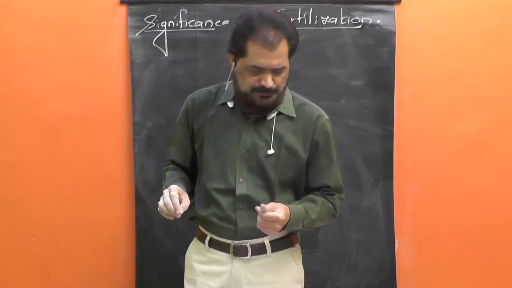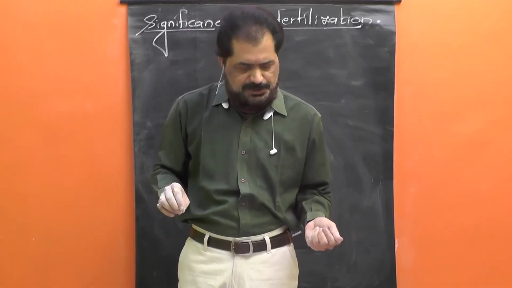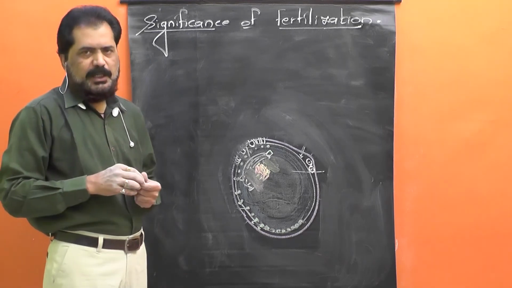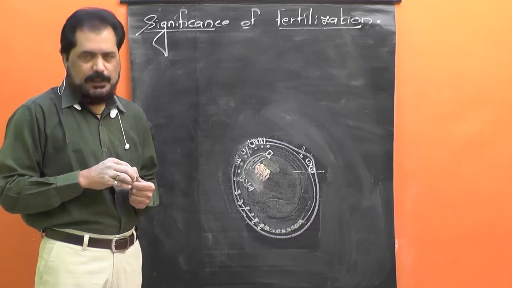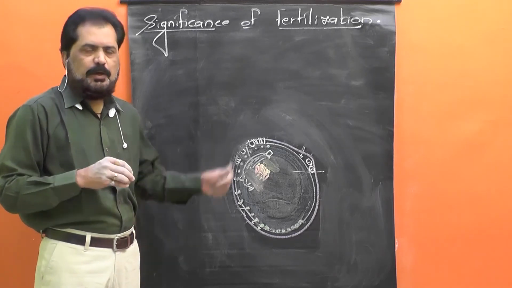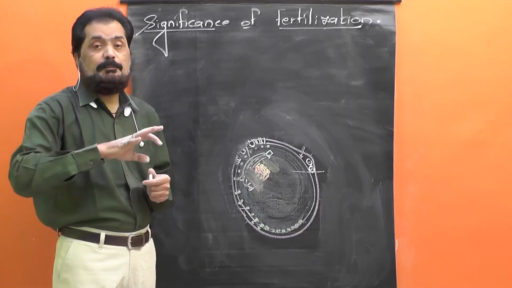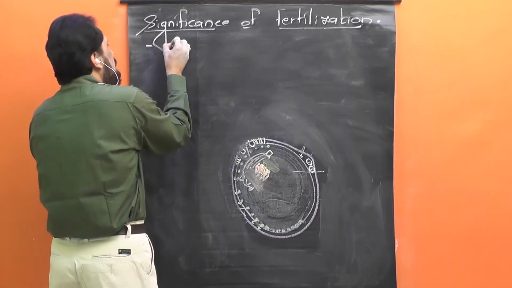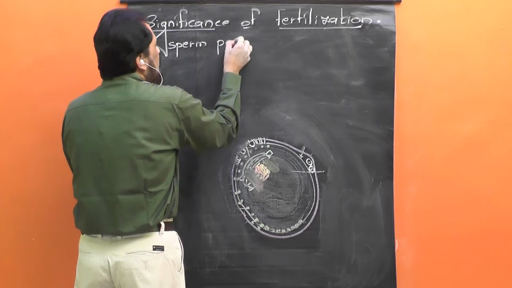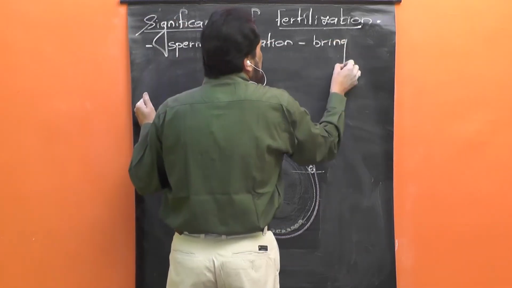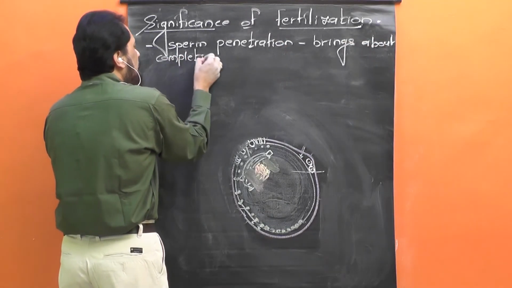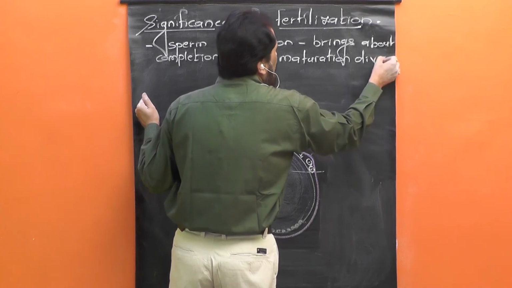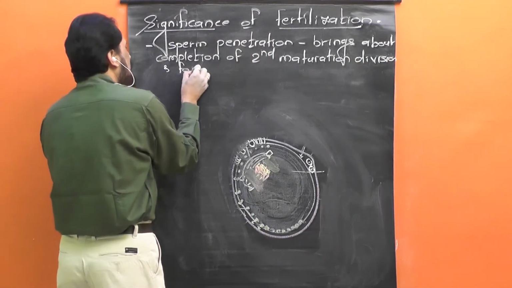Significance of fertilization. First, the process of fertilization stimulates the secondary oocyte to complete the second maturation division and formation of true ovum. True egg means the fertilization or sperm penetration brings about the completion of oogenesis by the formation of ovum. Just as I told you, sperm penetration brings about completion of second maturation division and formation of true ovum.